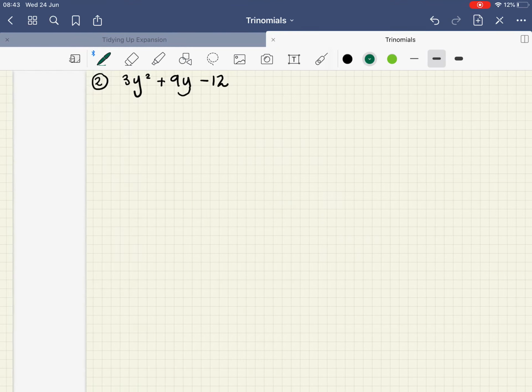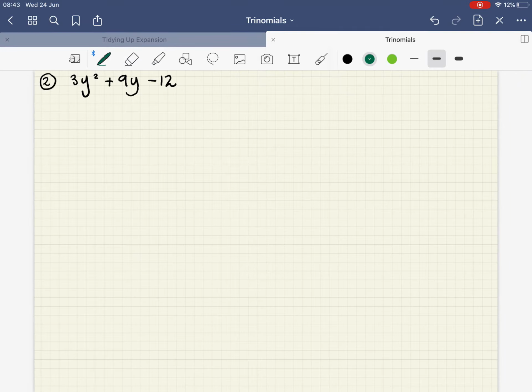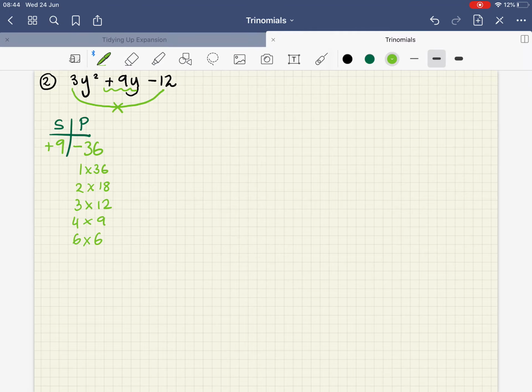Okay, next question then. So I've got 3y squared plus 9y minus 12. So setting up my sum and my product table. My sum is at plus 9. My product, 3 times negative 12, is going to be negative 36. Things that multiply together to give me 36 are 1 times 36, 2 times 18, 3 times 12, 4 times 9, and 6 times 6. Looking at each of these pairs to see which one of these can make a positive 9.